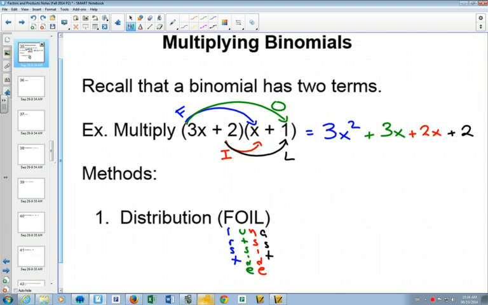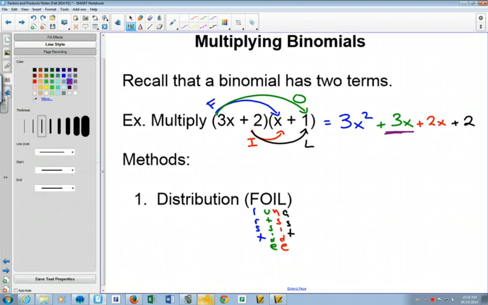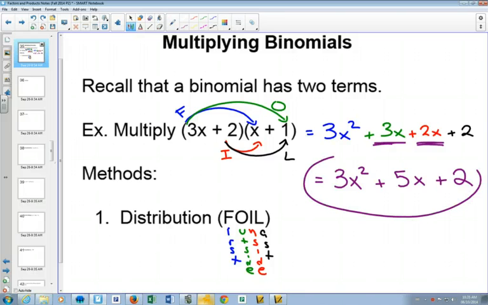Now, after you FOIL, you may notice that there are two terms right here that are like terms. So we're not finished until we simplify completely and combine all of our like terms. So we'll have 3x squared, because there's no like terms with 3x squared. But 3x plus 2x, those are like terms, so they can be added together to get 5x, and then we'll still have plus 2. And this would be our final answer once we've multiplied.